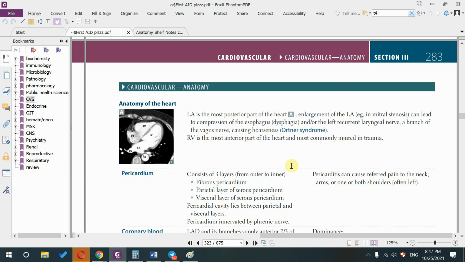So the right ventricle is the most anterior chamber of the heart and is most commonly injured by trauma. They love to ask you about someone getting stabbed in the chest and they ask you which chamber it is. It's always the right ventricle except if you hit the apex. If it's at the apex, it will be the left ventricle. Where is the apex located? You can write it down: 5th intercostal space, 2.5 centimeters left to the midclavicular line. That's it. The next one.